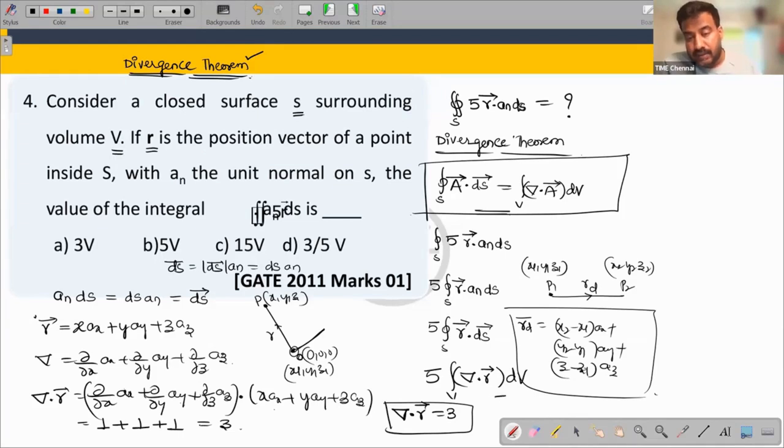This is 5 times volume integral 3 dV, right? 3 outside, 5 into 3 is 15. Volume integral of dV is V. So 15V. Therefore, option C is the answer.